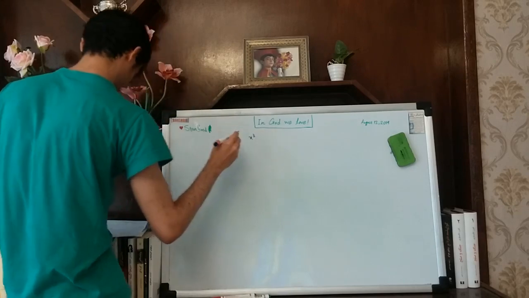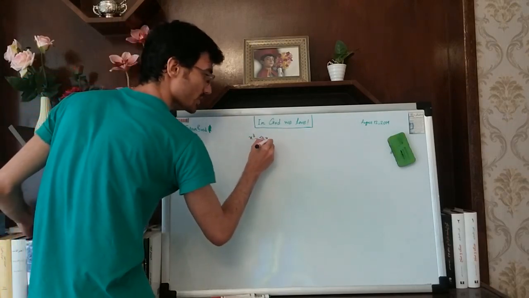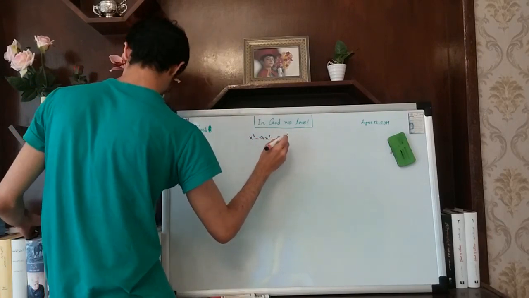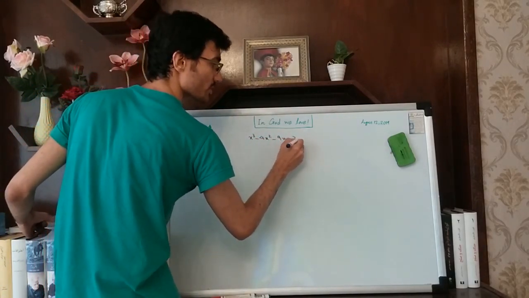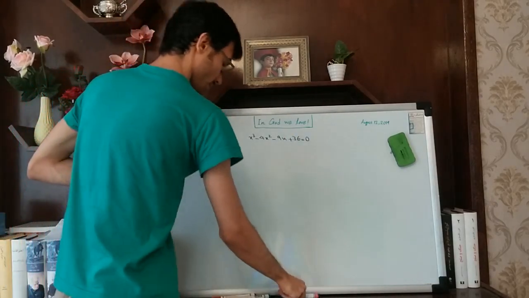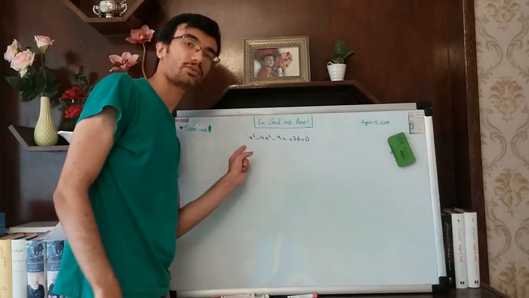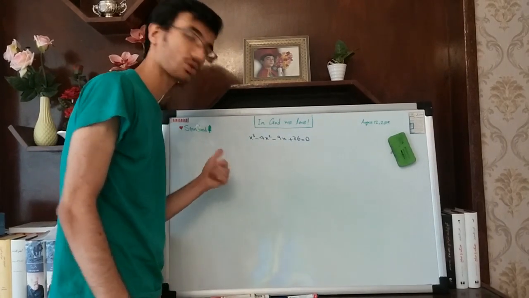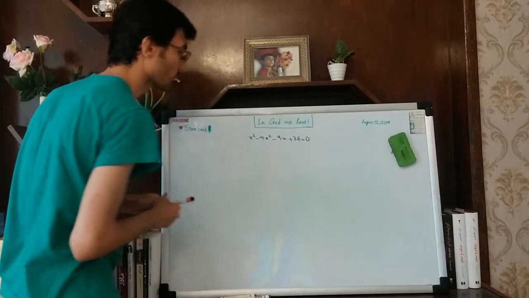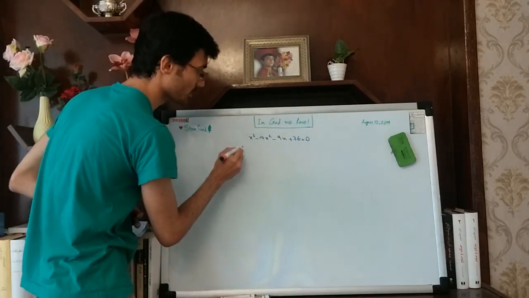x cubed minus 4x squared minus 9x plus 36 equals 0. The coefficient of x cubed here is 1, so we can start using the AHAT method. First of all, we should find xt.